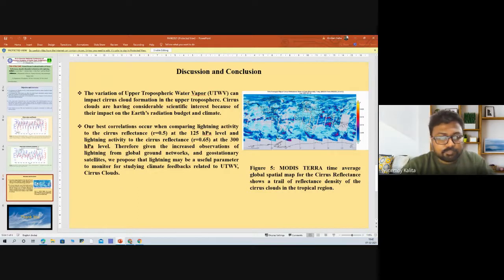And we need to work more on this topic, and we hope that the total solar insolation, the Earth's radiation budget, can be impacted by the cirrus reflectance, and cirrus reflectance we can explain with the lightning and upper troposphere water vapor studies.